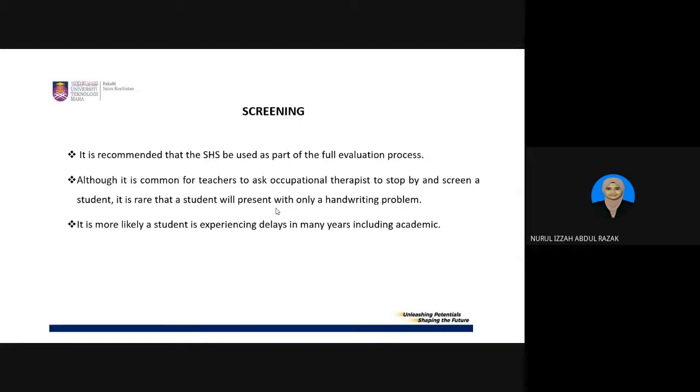Okay, SHS is recommended to be used as a part of the full evaluation process. However, it is common for teachers to ask therapists to screen the student. But sometimes the student does not necessarily have a handwriting problem only. It is more likely the student has delays in other aspects in many years including the academic.